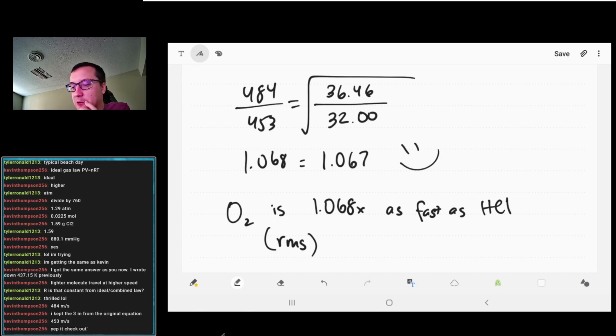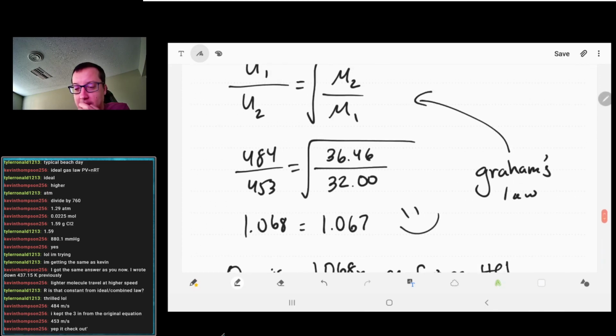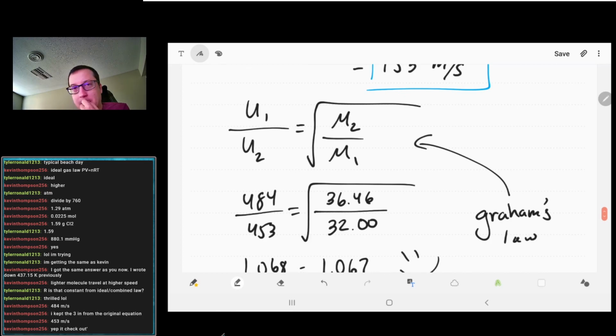This is something called Graham's law, by the way. We'll give some credit there. You don't need to memorize the name. Graham's law is officially this one, by the way, up here. But again, you do not need to learn the name of this. So just understand this is yet another one of our gas laws. So this would be comparing speeds based on their molar masses.